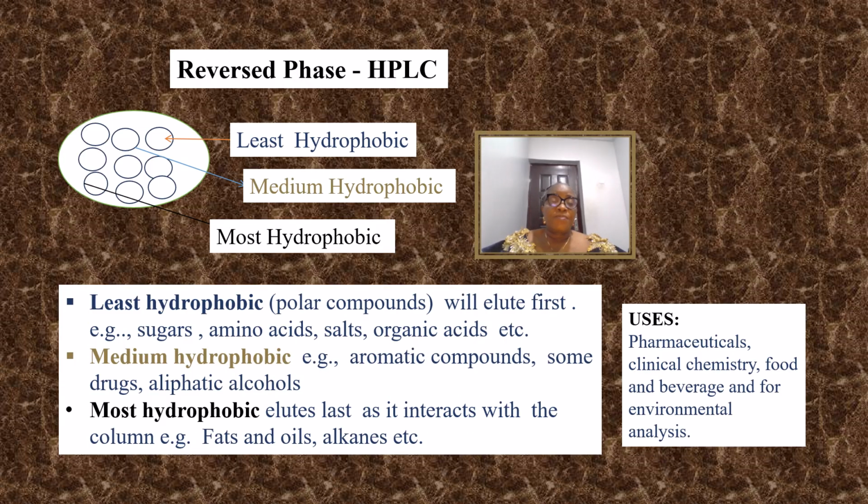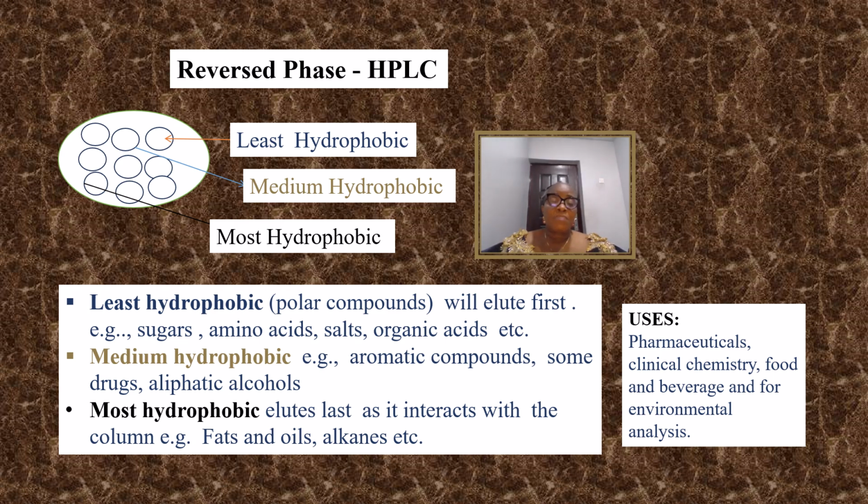The reverse phase HPLC. We have a mixture there. Then we have the compounds: the least hydrophobic, the medium hydrophobic, and then the most hydrophobic, all in the column. Which one will elute first? We are saying that for reverse phase HPLC, the least hydrophobic, which is the polar compound, will elute first.